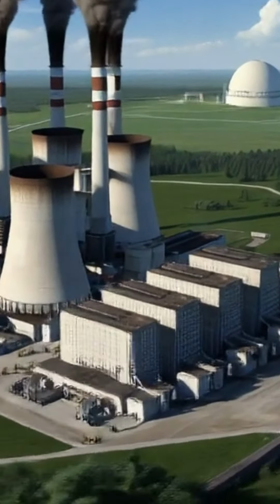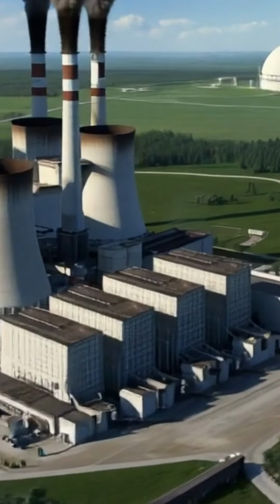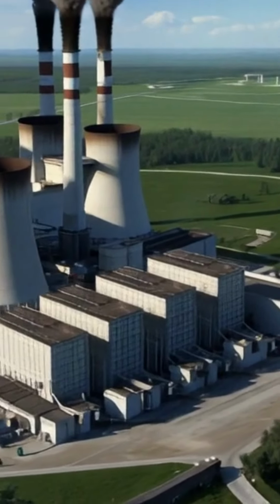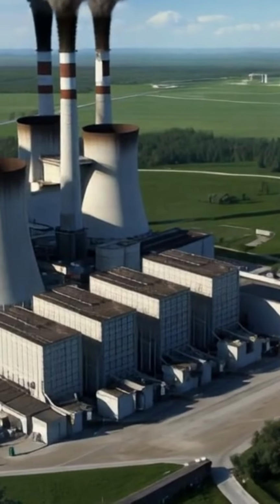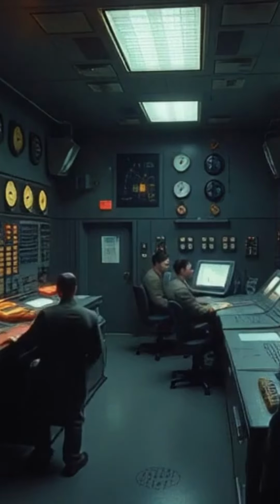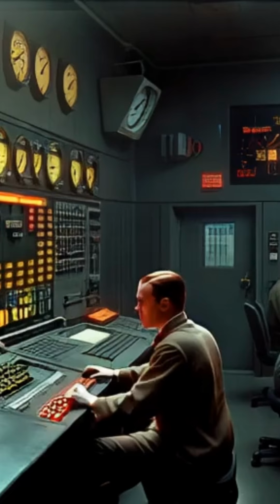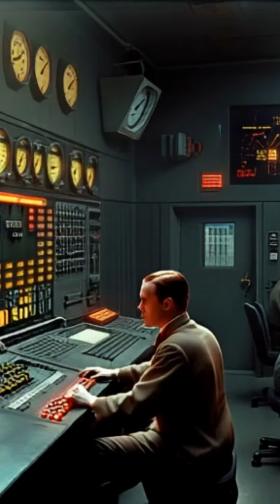The incident: a safety test was planned. Operators were conducting a test to simulate a power outage. The test aimed to determine whether the reactor's turbines could generate enough power to keep cooling water pumps running until backup generators activated.